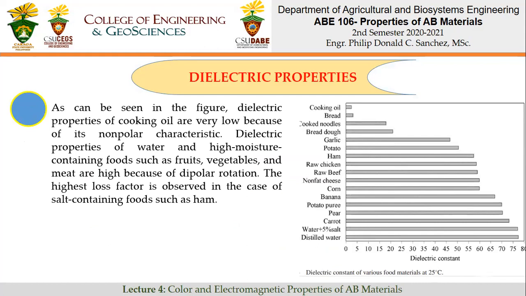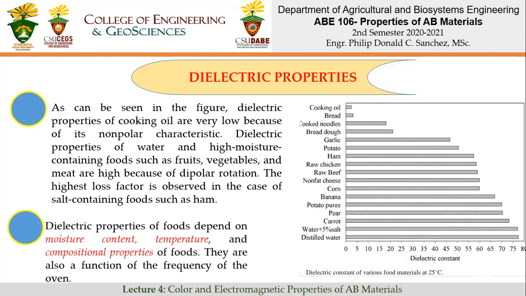dielectric properties of cooking oil are very low because of its non-polar characteristics. So you can see that the cooking oil is not that high in terms of dielectric constant because of its specific gravity. Distilled water has a specific gravity of almost 1, since the density of water, for example 1,000 kilograms per cubic meter, divided by the standard density of 1,000 gives a specific gravity of 1. So the specific gravity affects the dielectric properties of the material. So that's how the dielectric characteristics are classified or identified.